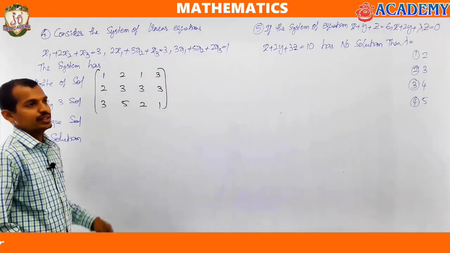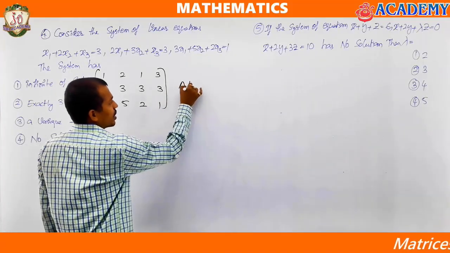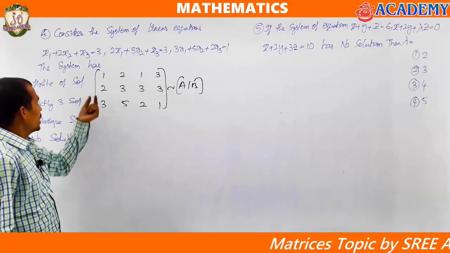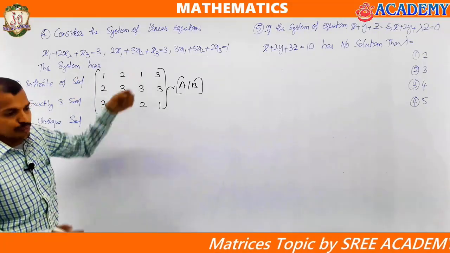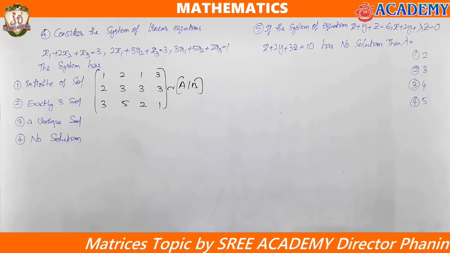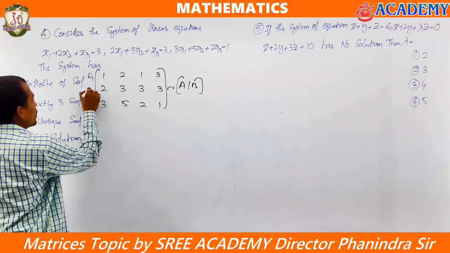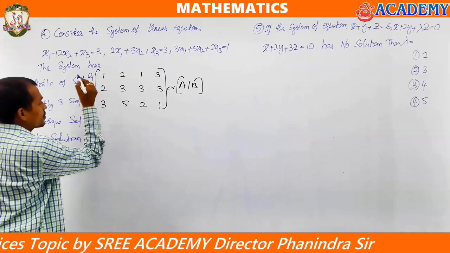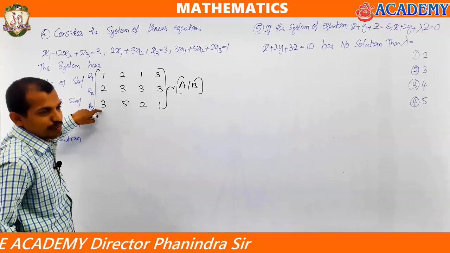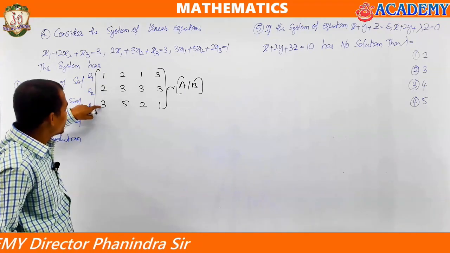I am applying here indirectly, that is, the augmented matrix, right? By using this row, this is row number 1, row number 2, row number 3. I am changing row number 2 and row number 3 by row number 1. Here 2 is there, here 1. Here 3 is there, here 1.